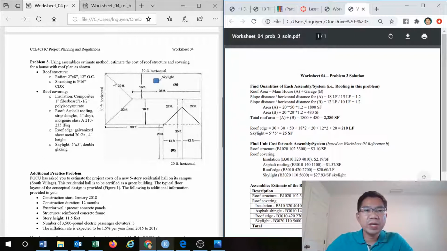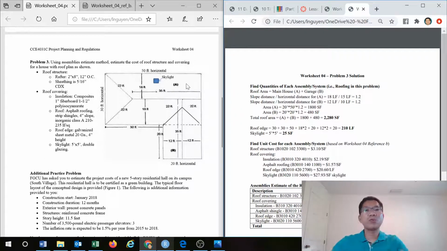roof areas. We need to determine the roof area for the main building A, and then the garage B. So main house and garage. To determine the areas, first we need to find out the ratio between the slope distance and horizontal distance.